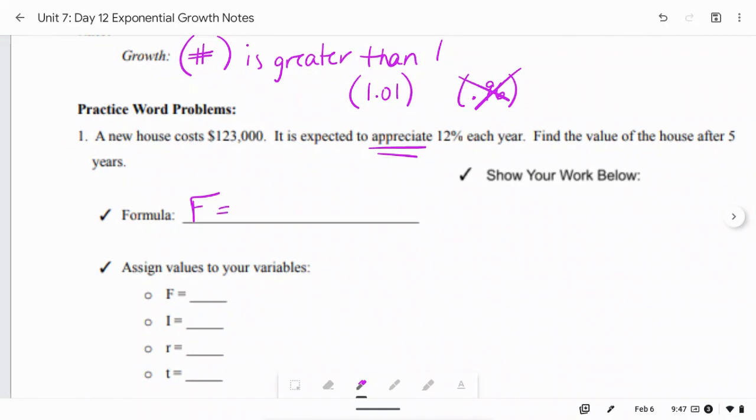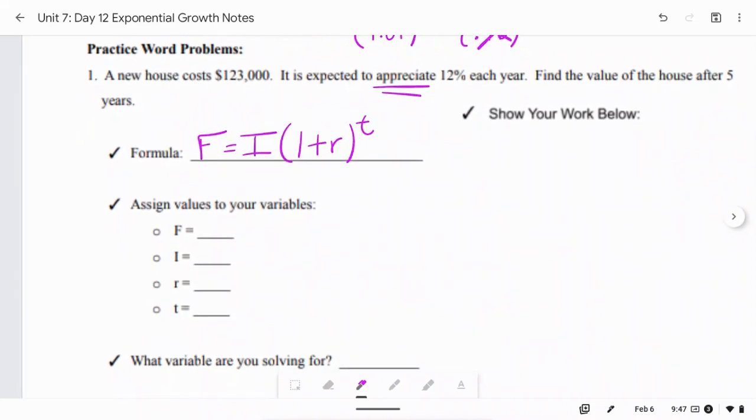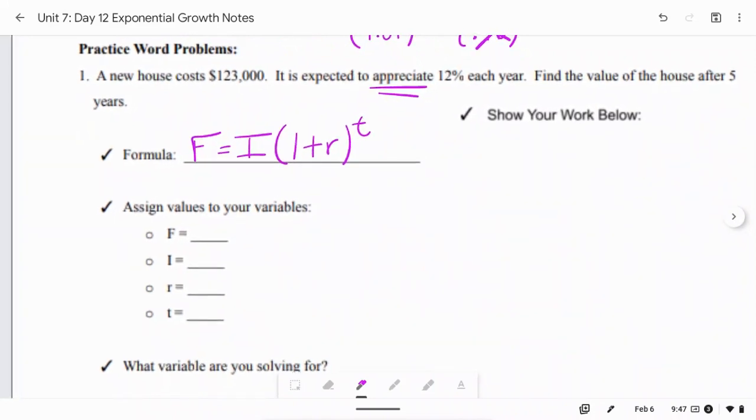So I'm going to use my exponential growth formula, which is F equals I parenthesis 1 plus R to the T power. And then we're going to assign our variables. Since it says find the value of the house after 5 years, that's a final amount or future amount. We don't know what the final amount is. That's what we're solving for. So I'm going to put a question mark there. The initial amount is $123,000. The rate is 12%, but we need to convert that to a decimal. So 12 divided by 100 is 0.12. And then T is the time, which is 5 years.